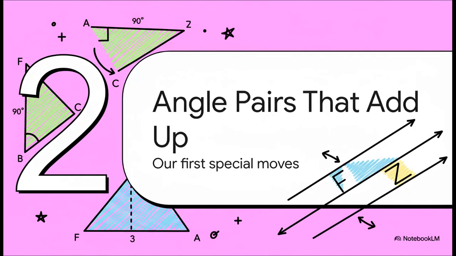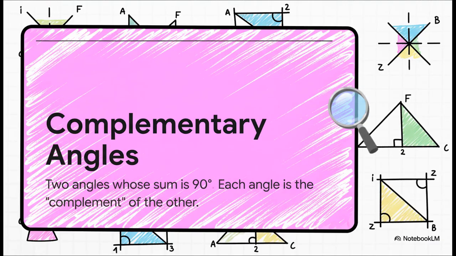All right, time for our first round of training. We're gonna look at angle pairs that have a really special relationship based on, well, what they add up to. First on the list, complementary angles. Now here's an easy way to remember this. Think corner. You know, like the corner of a square or a book? That's a perfect 90-degree angle. So if 2 angles fit together to make that 90-degree corner, they complement each other.